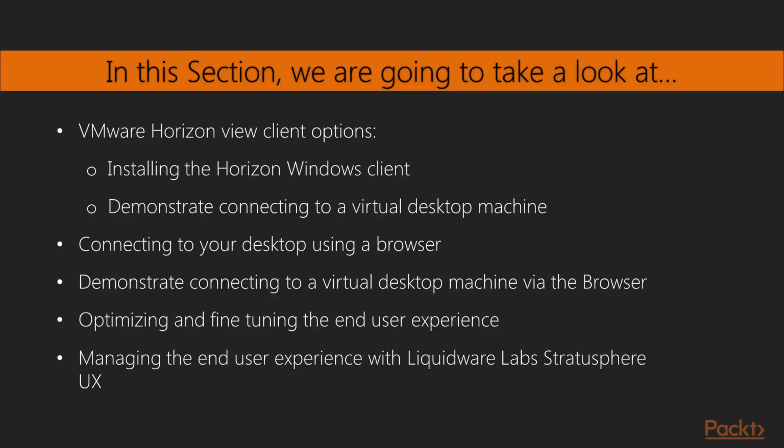As well as the client software, we'll also look at how an end user can connect to their virtual desktop using a browser. As part of this discussion, we'll also install the Horizon Windows client and connect to one of the virtual desktops in the example lab environment, as well as connect using a browser. Once connected, there is one final piece of configuration work that we're going to look at, and that's how to fine-tune the virtual desktop experience for the end users and how we then monitor and manage that experience going forward to ensure that the end user always receives the best experience possible.